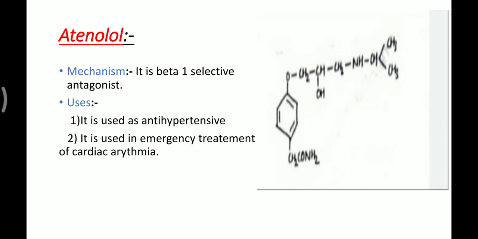Atenolol. Its mechanism. Atenolol is beta 1 selective antagonist. Its uses. It is used as antihypertensive. It is also used in emergency treatment of cardiac arrhythmia.